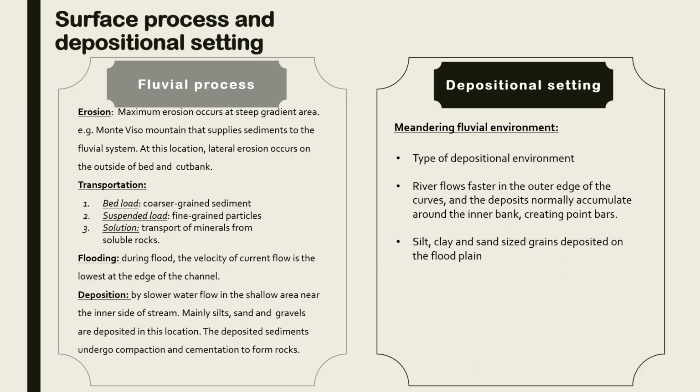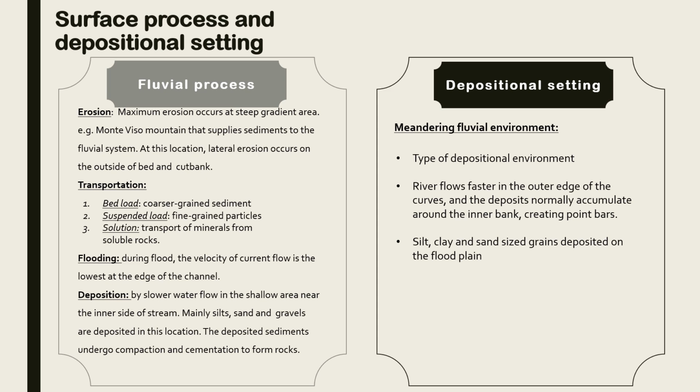The surface process in this location is mainly fluvial process, and it includes erosion, transportation, flooding, and deposition. Maximum erosion occurs in the Mount Viso mountain, where the Po originates, and lateral erosion occurs on the outside of the bend and cut bank. Transportation includes bed load, suspended load, and potentially solution. In flooding, the velocity of the current is the lowest at the edge of the channel, and deposition occurs when the water flows slower in the shallow area near the inner side of the stream.